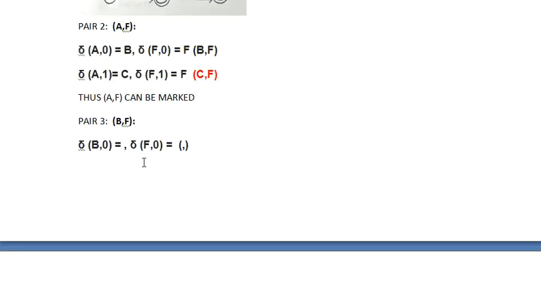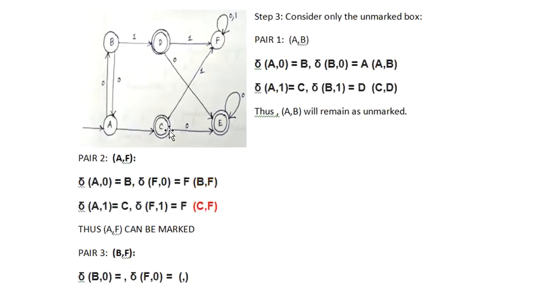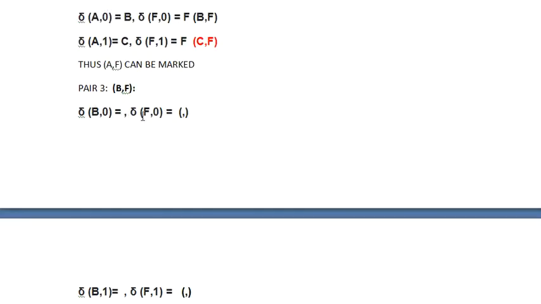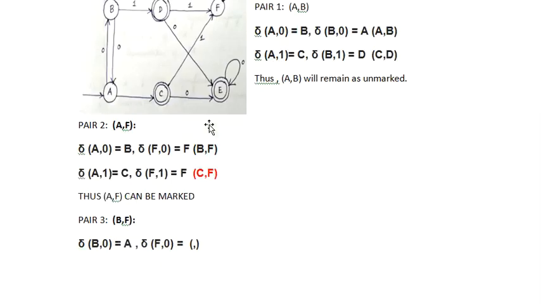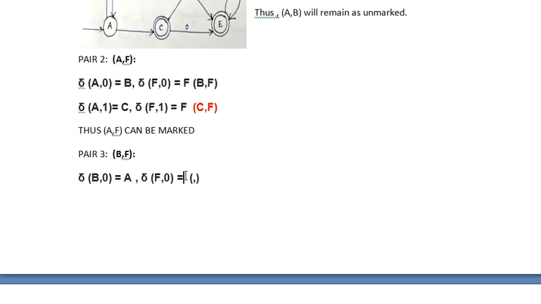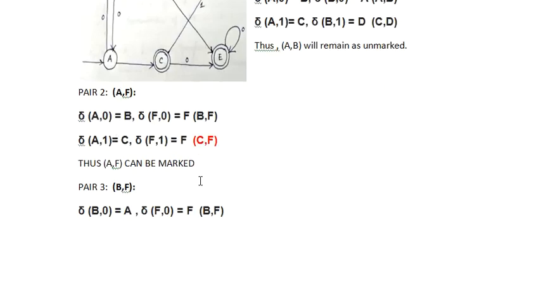Pair number 3 is B comma F. I have already written it for you. B on sync 0, it is coming to A. And F on sync 0, it is coming to F. Therefore the pair will be what? B comma F I have got. B comma F was earlier not marked, so it remains as it is.